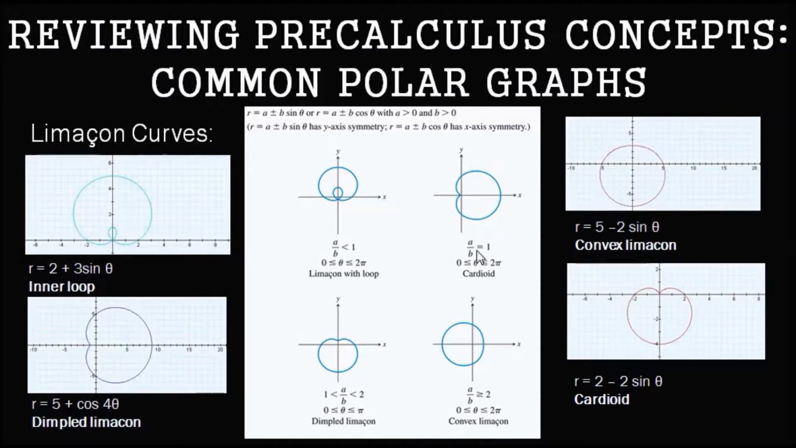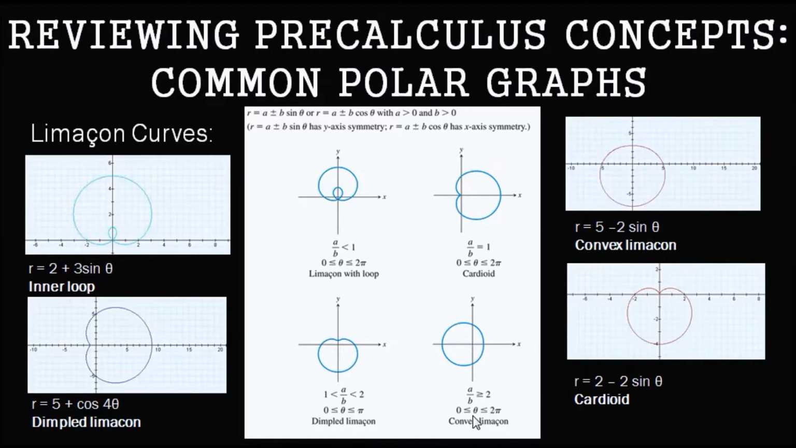on the Cartesian plane. The next graph is called a cardioid, which occurs when a over b is equal to 1. The curve on the Cartesian plane does reach the x-axis and merely touches it, accounting for the cardioid shape, which is named because of its shape similar to a heart.